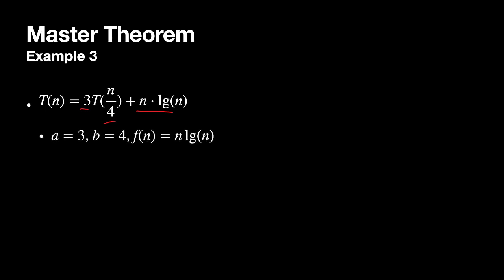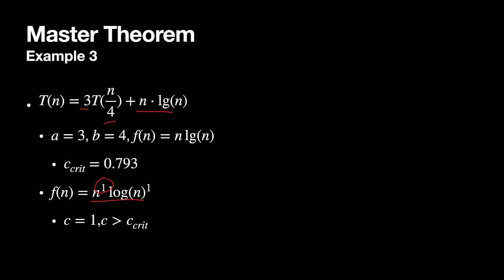So our function f, the amount of time we spend at each individual instance of the problem, is n log n. We can again compute our critical factor by taking the log of a and dividing it by the log of b, and we come up with 0.793. Using our previous approaches, we would have the f(n) and identify its coefficient, its c, and we'd come up with 1. And here we have c being greater than that critical factor. So this is our third case, and it isn't covered by the other two.